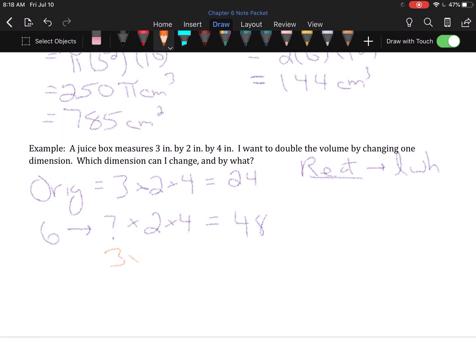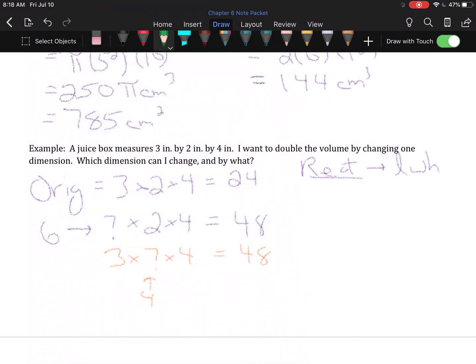What if I kept the 3 and the 4, but wanted to change the 2? It doesn't say I have to change the 3, it says change one of them. So I had to double the 3. Does that work with the 2? Would I have to double it? 3 times 4 is 12. If I want to multiply 12 by something to make 48, it's going to have to be 4. So yes, that works again.